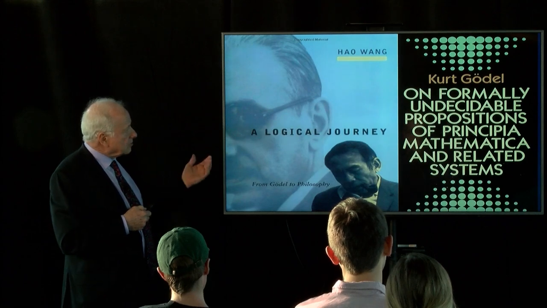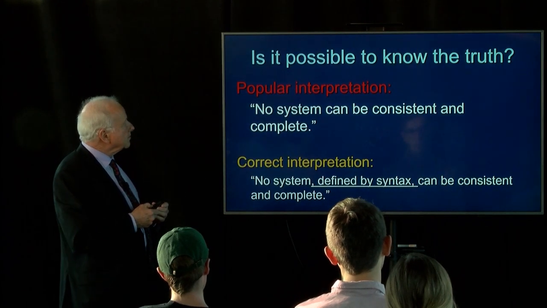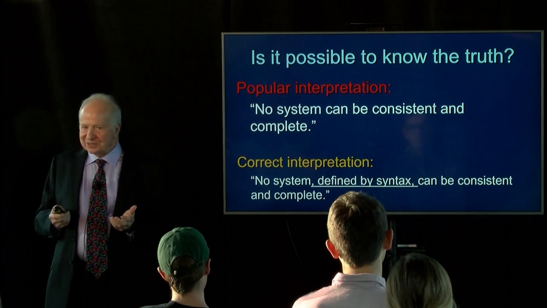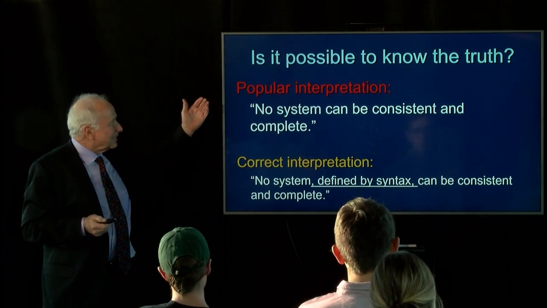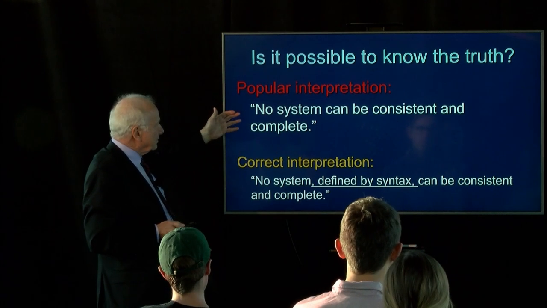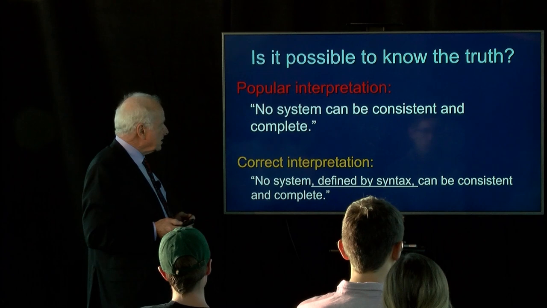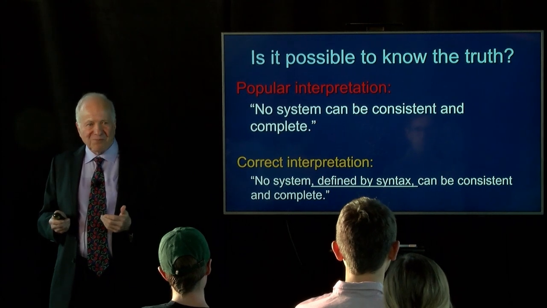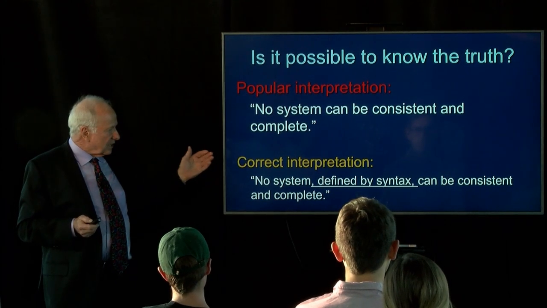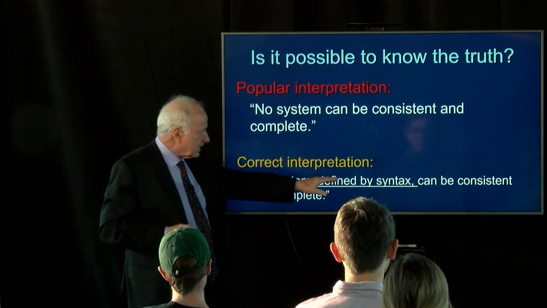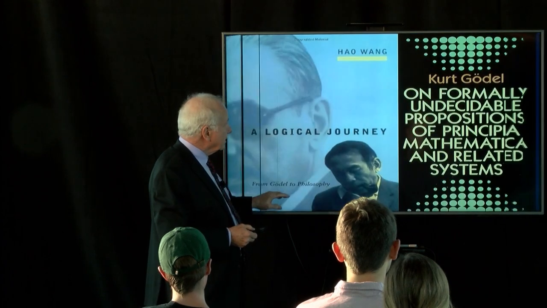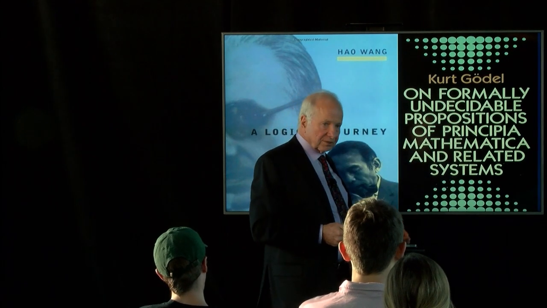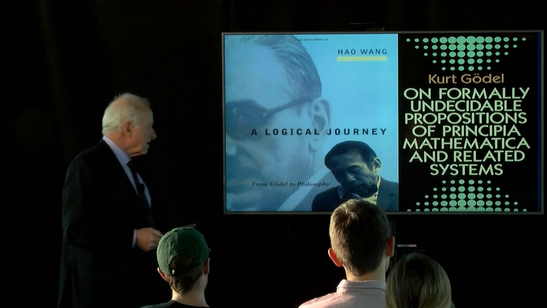Well, I guess I was just restating this thing about a system. Now, actually, this is a point that slightly troubles me. You've got Gödel's theorem, and the popular interpretation is no system can be consistent and complete. Well, it's saying that there's no truth in the world. It just bothers me. But really, the correct interpretation is no system defined by syntax can be consistent and complete. And I think Gödel was saying that. It was a direct attack on Principia Mathematica and related systems.